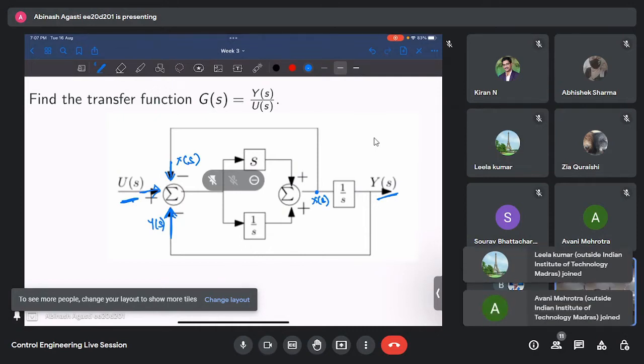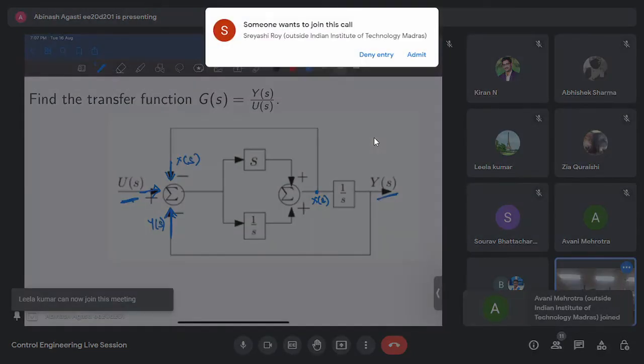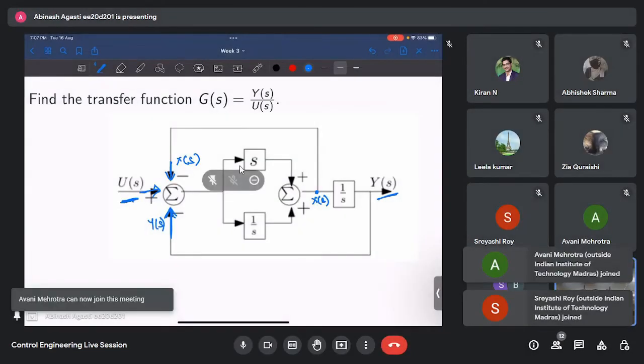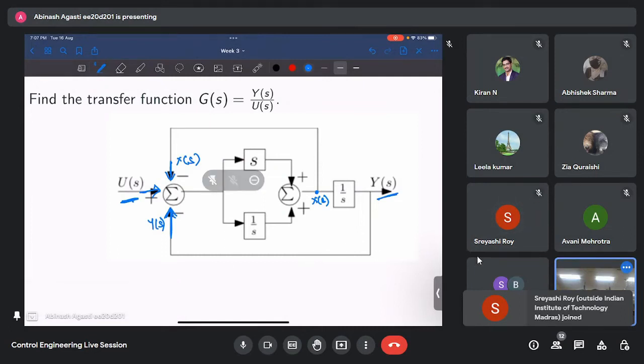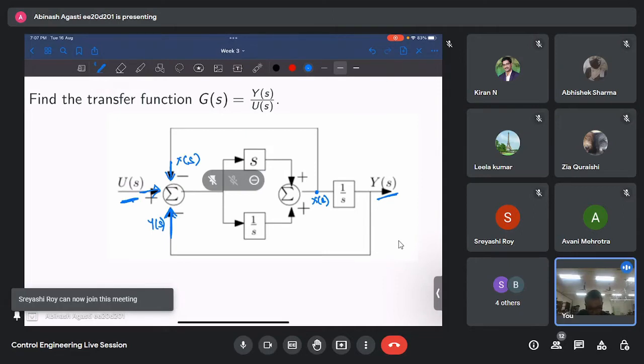Yeah, so what I was discussing is we have a block of this manner, and just a minute, some students are joining in. Okay, I'll recap this question a bit.